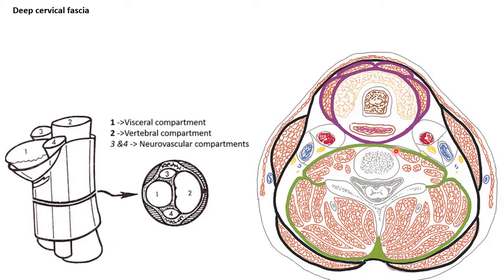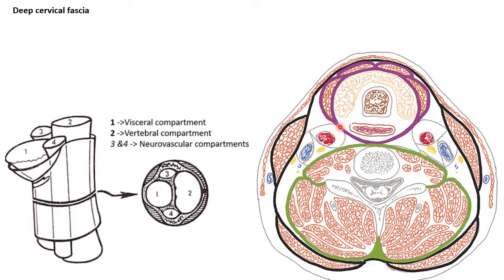Then in front of the vertebra, this layer is called prevertebral layer of the deep cervical fascia, and it forms a compartment which is called the vertebral compartment. So these are the three layers: the investing layer of the deep cervical fascia, the pretracheal fascia, the prevertebral fascia, and these three contribute to form a sheath around these three structures which is called the carotid sheath.